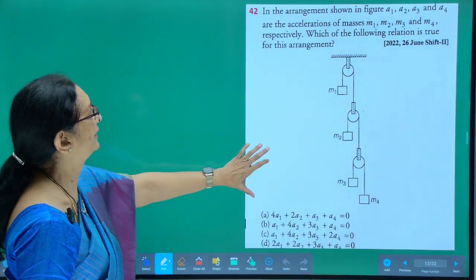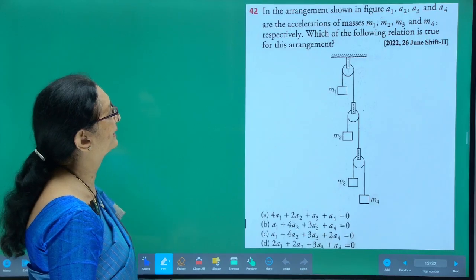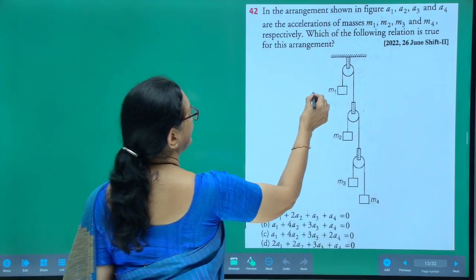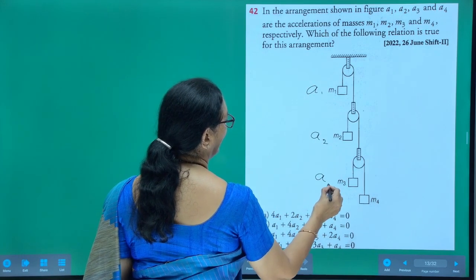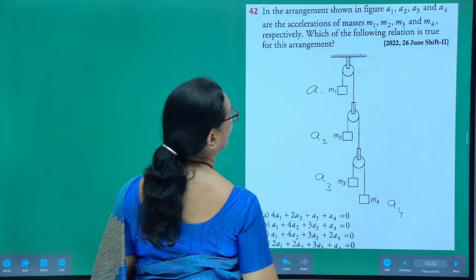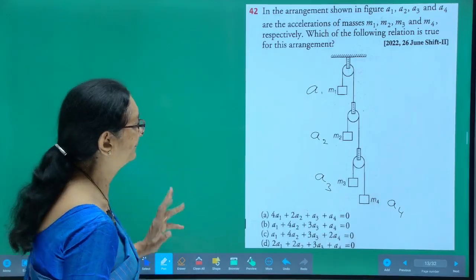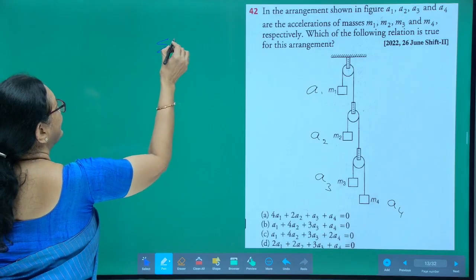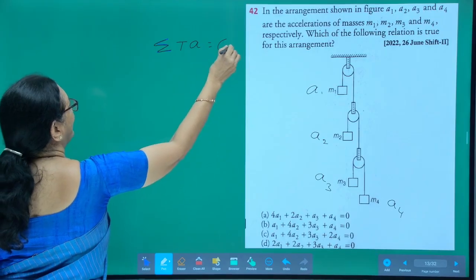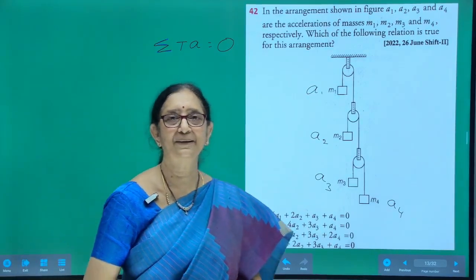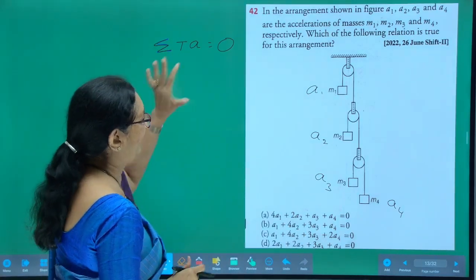Now, look here. In this arrangement shown in the figure, A1, A2, A3, A4 are the accelerations of masses M1, M2, M3 and M4. Right? Which of the following is true? Here, the thing we are taking is sigma of T A is equal to 0, from the concept of work done, isn't it? So, sigma of T A.